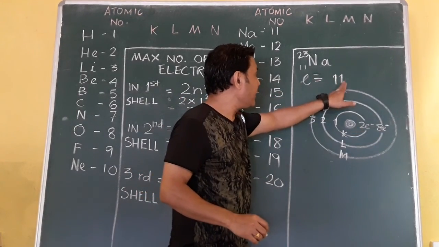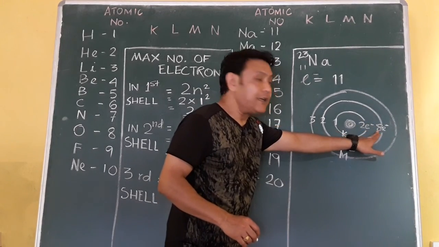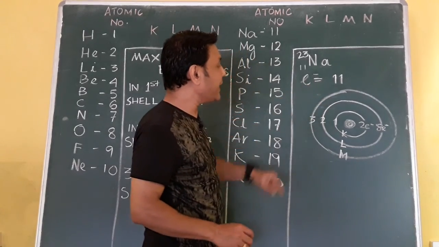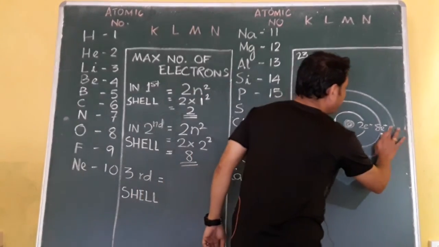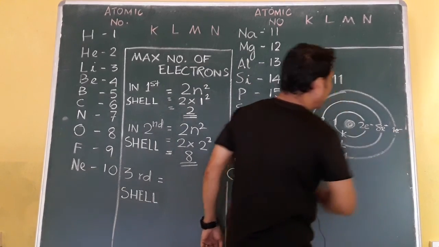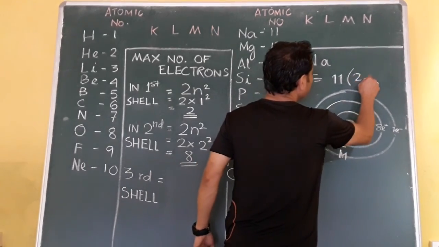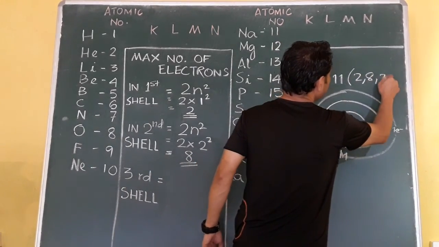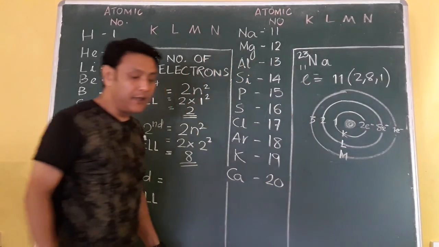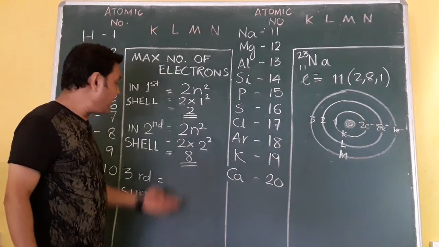Out of 11, 2 electrons are in the first shell, 8 electrons in the second shell, and so we know that 1 electron is left. So we have 1 electron in the last shell. So the electronic configuration will be 2, 8 and 1, going by the formula 2n squared.